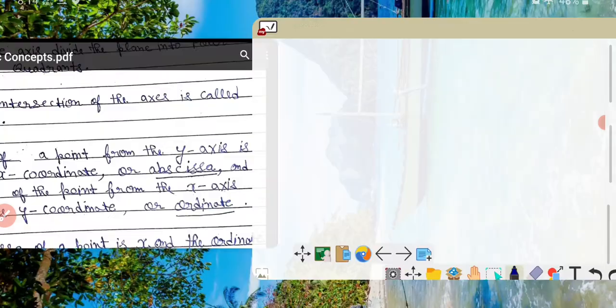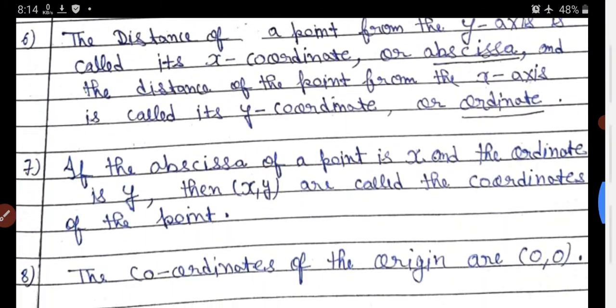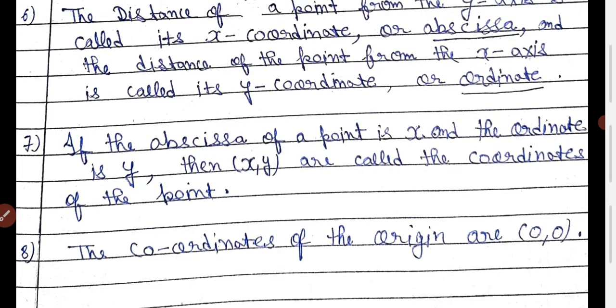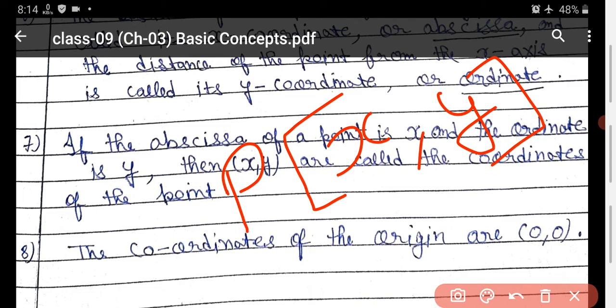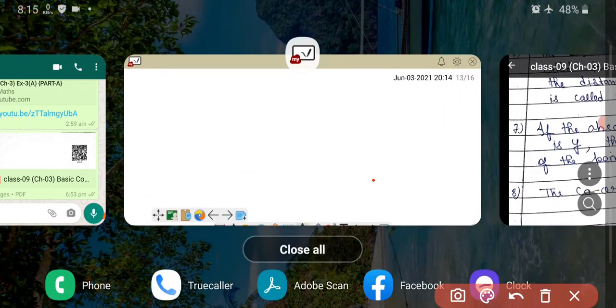Okay, let's come to the next point now. If the abscissa of the point is x, abscissa means x coordinate. Suppose you have any point P. If the abscissa of the point is x, just write here x, and the ordinate is y, ordinate meaning y coordinate. So abscissa is x and ordinate is y, then x comma y are called the coordinates. Okay, just come to the board, it is more visible.